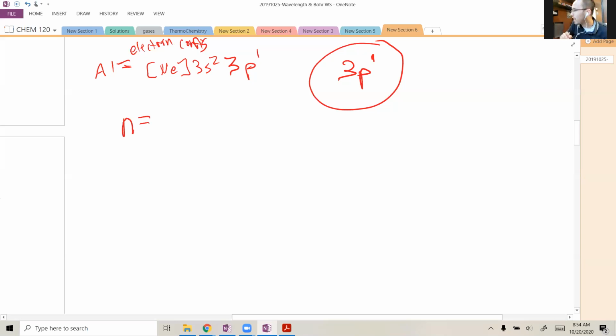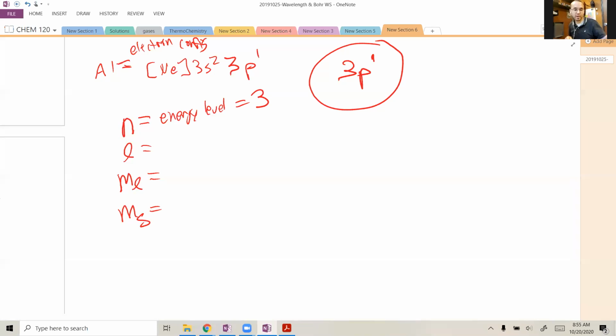So our first one is going to be n. Does anyone remember what n stands for? Your n is sometimes called the orbital, sometimes the shell, but this is our energy level, kind of like how far away from the nucleus it is. In this case, it's going to be 3. It's going to match that coefficient.